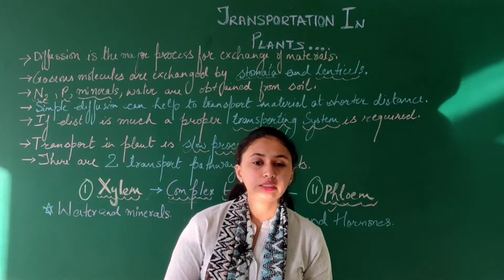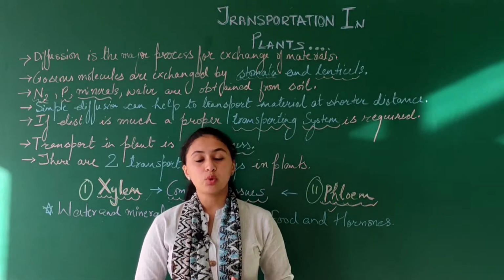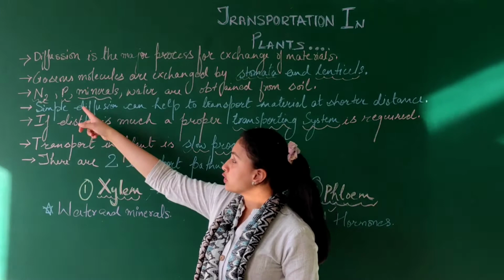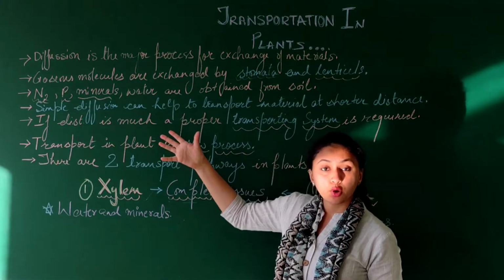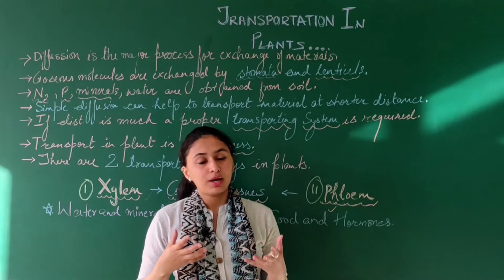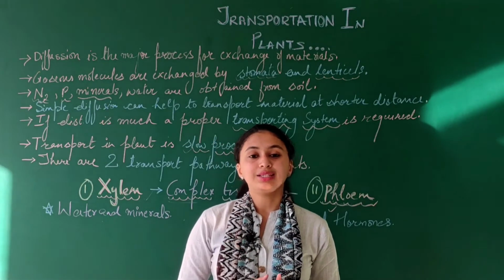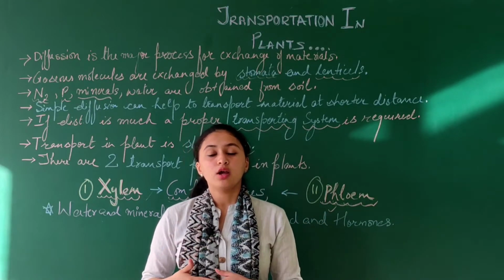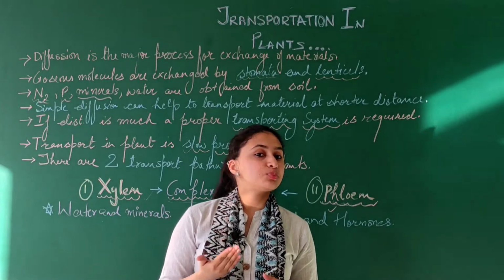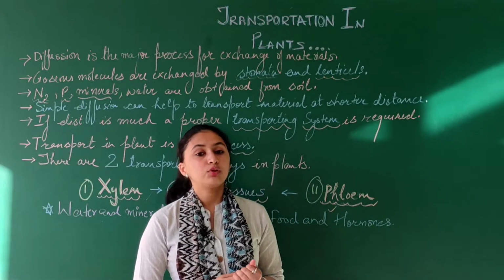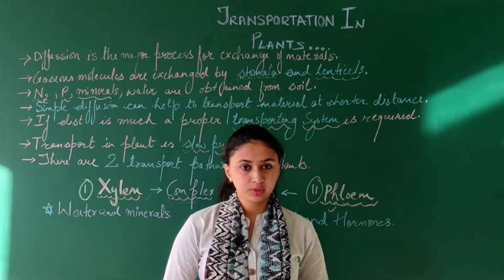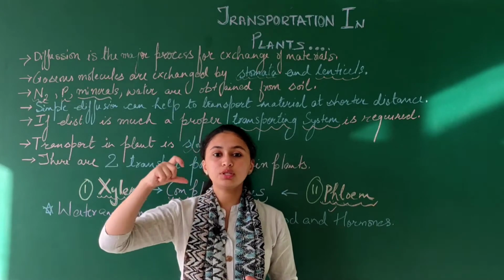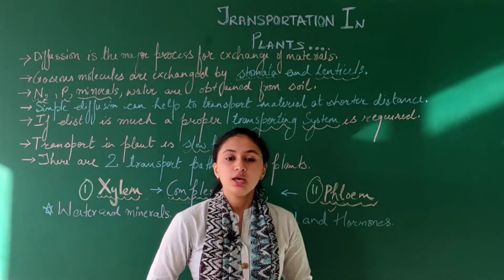If we talk about some other materials or elements which are required for building up of the plant body, like nitrogen, phosphorus, minerals, some water molecules, these are obtained from soil by the help of root hairs and are transported to the place where there is presence of chlorophyll so that food production can be done. And once the food production is done, that food is then transported to wherever it is required.